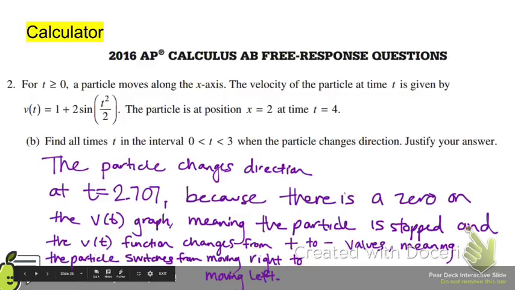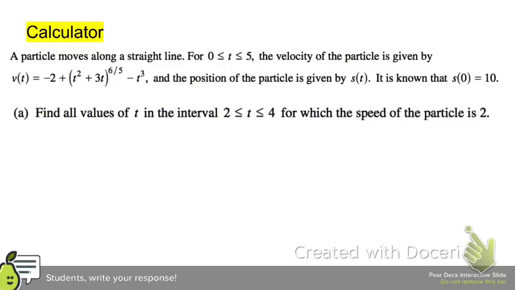All right, next question. Okay, this is a new question. I don't remember what AP test this was from, but it is from a previously released AP test. It says a particle moves along a straight line for t greater than 0, less than 5. The velocity of the particle is given by that new function, and the position of the particle is given by s of t. It says it is known that s of 0 equals 10. Again, just like the last problem, this is going to become helpful in later parts of the problem, but we don't know what it's there for yet because we have not talked about integrals, so don't worry about that piece of information yet. So it gives us this function for velocity.